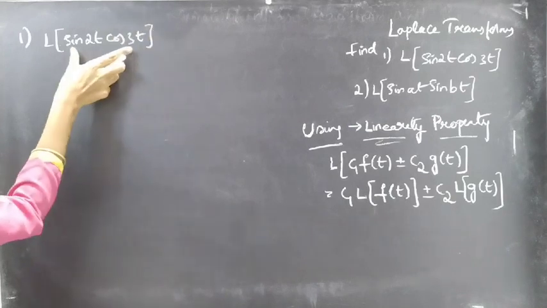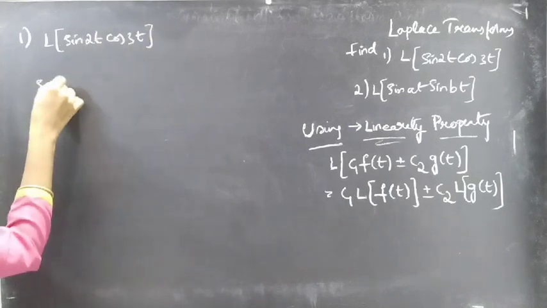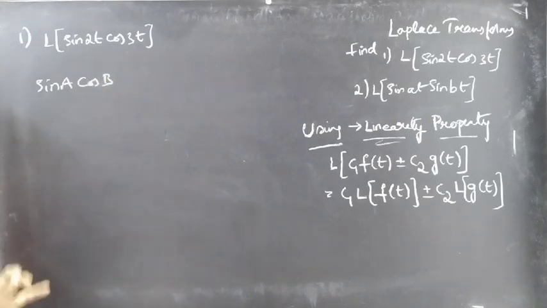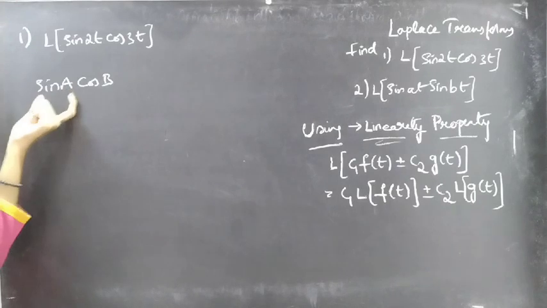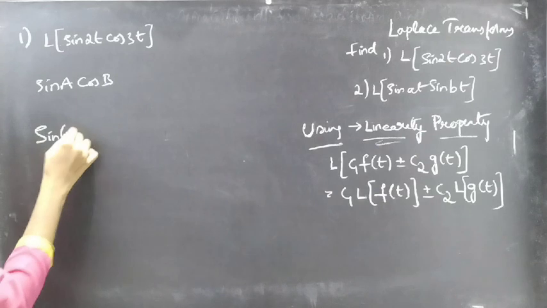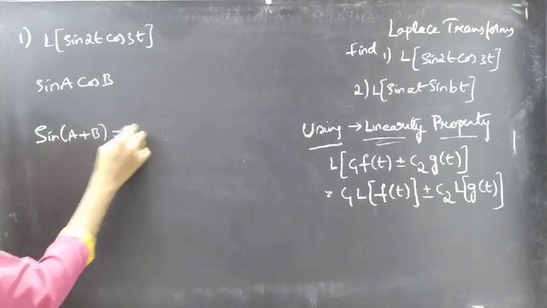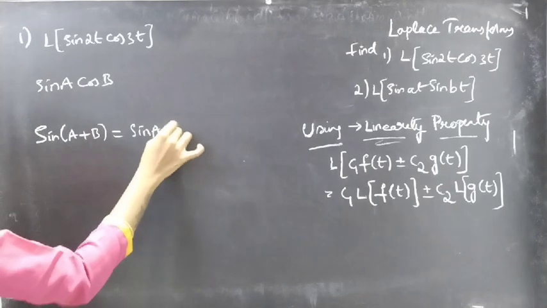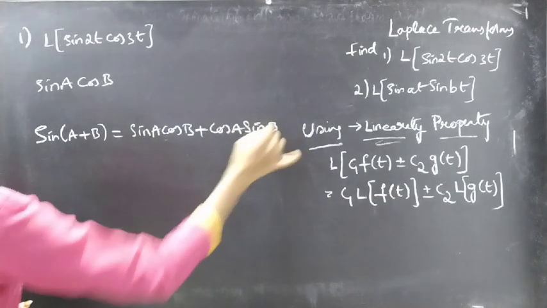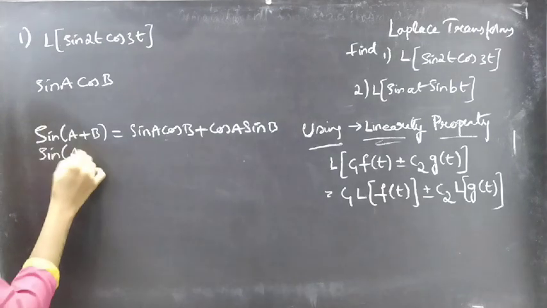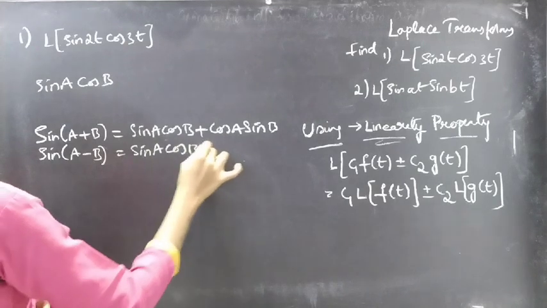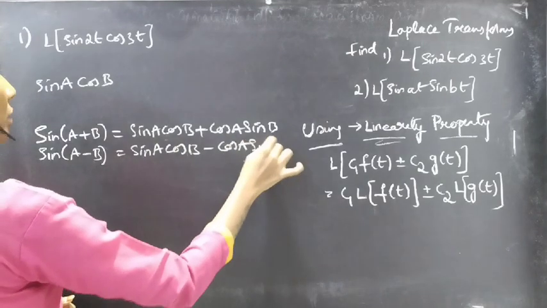So here we are having sin 2t into cos 3t, which is of sin A cos B form. Now we need a formula involving sin A and cos B. So I'll use the sin(A+B) formula, which is sin A cos B plus cos A sin B, and the sin(A-B) formula, which is sin A cos B minus cos A sin B.